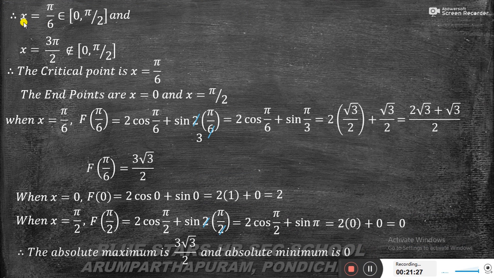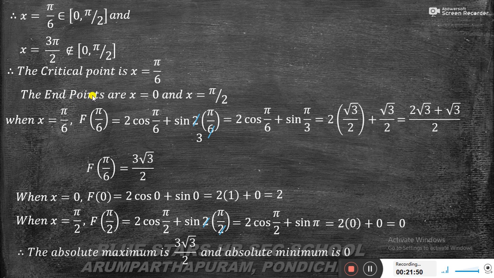So the next step, x equal to pi by 6. Pi by 6 means 30 degree, which is in the interval 0 to 90 degree. But 3 pi by 2 means 270 degree, which is not in the interval 0 to 90 degree. So 270 degree is outside of the interval, so it does not lie in the interval, and we consider only this value. Therefore the critical point is x equal to pi by 6.